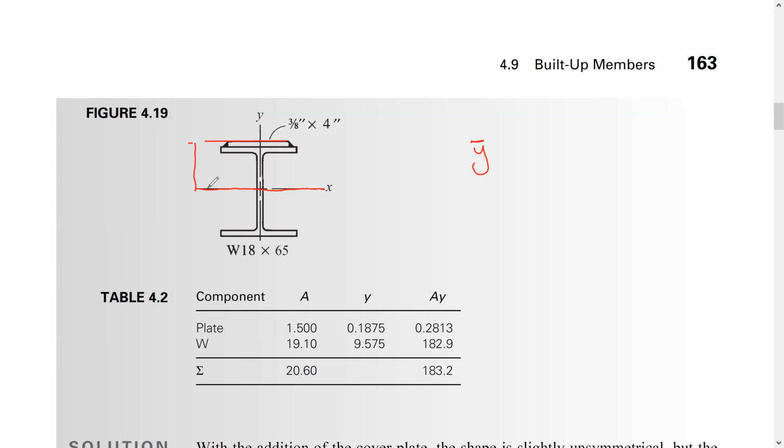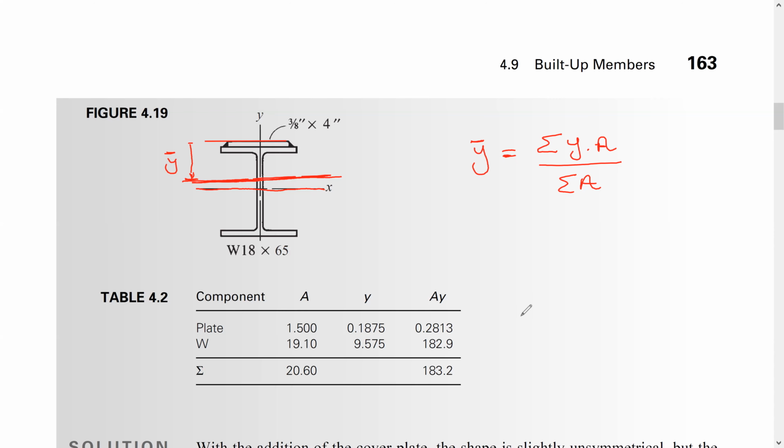It's going to be a little bit up. We will need to calculate y, which is the centroid. It's going to be somewhere here because we have added material here, so the neutral axis will shift up towards this material addition. So in this case, the neutral axis is equal to the summation of y times a, divided by the summation of a.